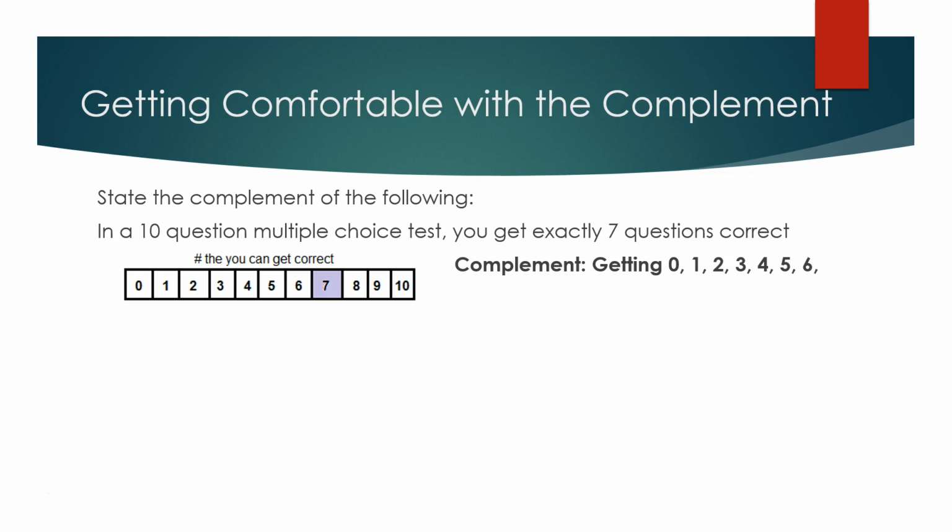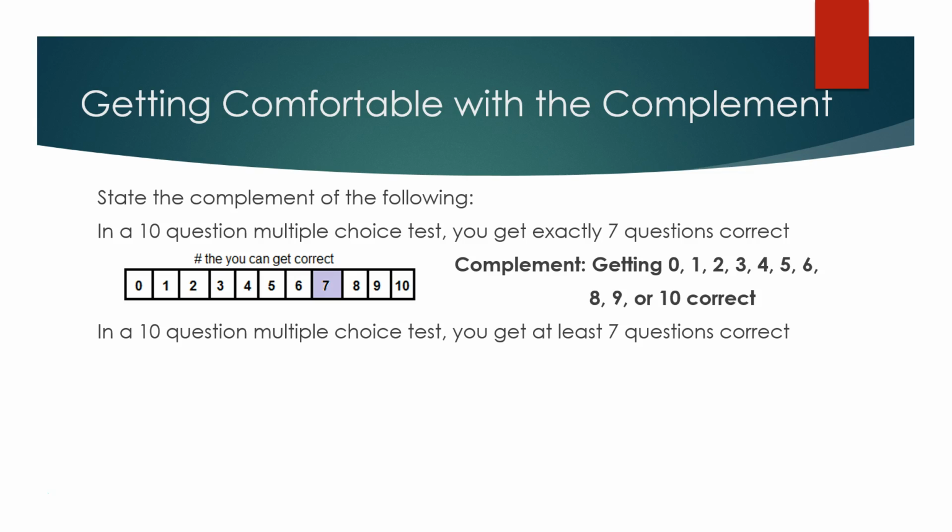So the complement of getting 7 questions correct is getting everything else. So that's 0, 1, 2, 3, 4, 5, 6, 8, 9, or 10 correct. So everything else besides getting 7 questions correct is the complement for this event.